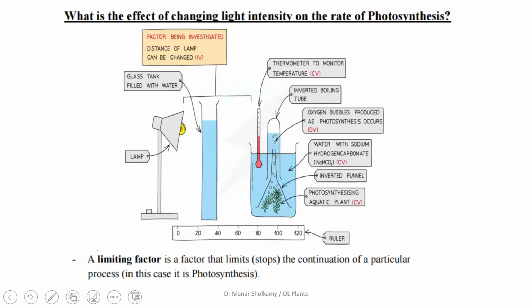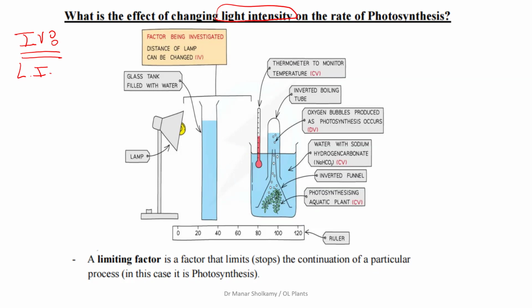This experiment wants to study the effect of a changing light intensity on the rate of photosynthesis. So what is my independent variable? Light intensity. Very good. I will change the light intensity. Now, how do I change the light intensity? Look at the picture here and try to figure out how we changed the light intensity. Changing the distance of the glass tank.